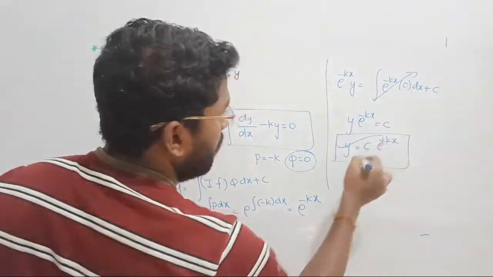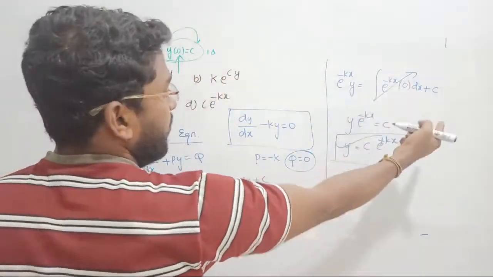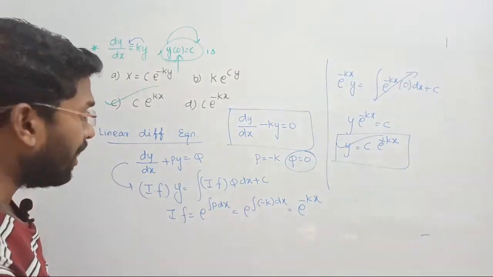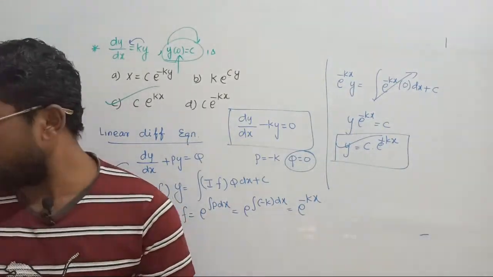Sorry guys, I made a small mistake. Here e power minus kx, when it goes to the right side, it becomes plus. Right? So the correct answer is c dot e power kx. You can also solve this by higher order differential equation model.